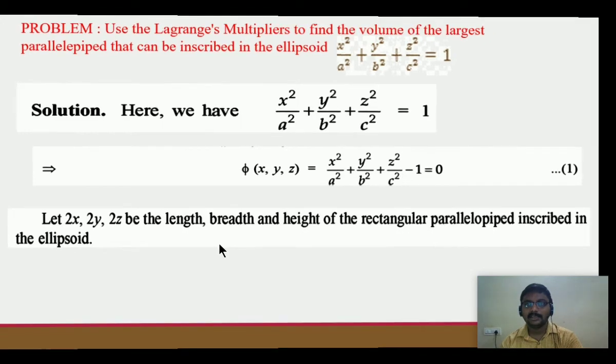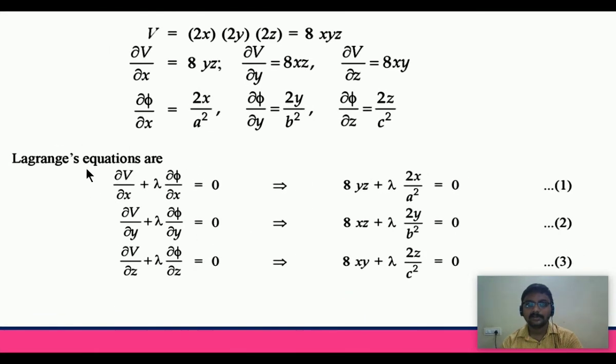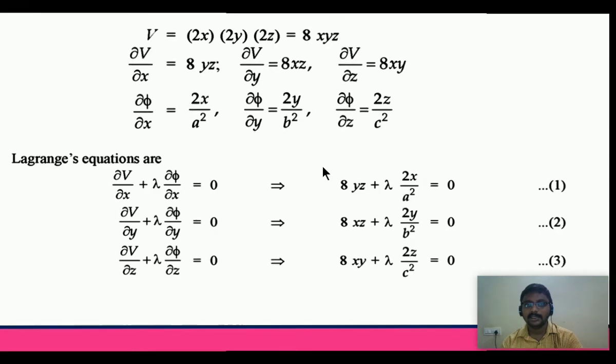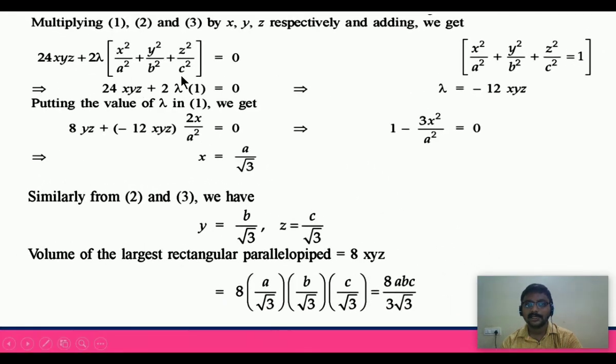So we have to write the Lagrange's function, which is differentiated partially with respect to x, y, z respectively. Let the equations be 1 to 3. So clearly these equations are multiplied with x, y, z respectively, and adding these three equations, we will get an expression like this. In this we will have x square by a square plus y square by b square plus z square by c square value is 1, just replaced. We will have a lambda value which is substituted again in equations 1 to 3 respectively.